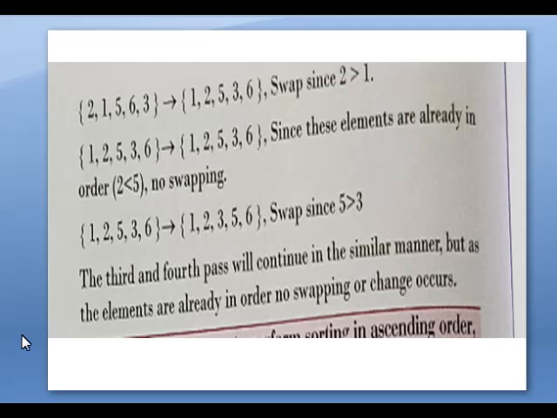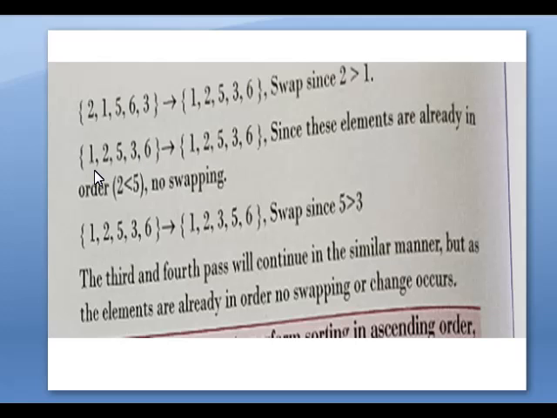Now we are comparing this 2 and 1. So 1 is smaller, so we are taking this 1 here and 2 here. So the array will be 1, 2, 5, 3, 6. Now we are comparing this 5 and 3. 3 is the smallest element, so 3 will come here and 5 will go there. So it is 1 2 3 5.